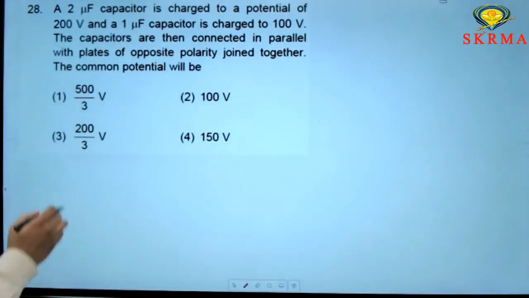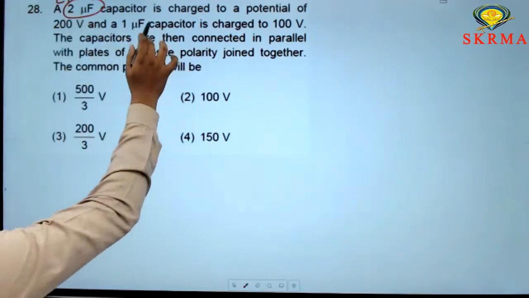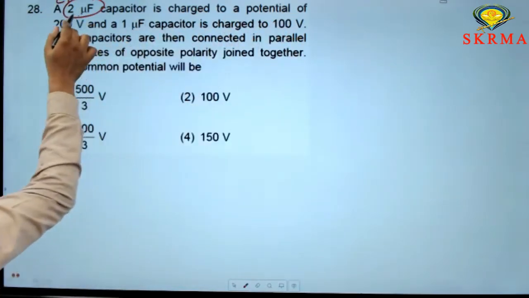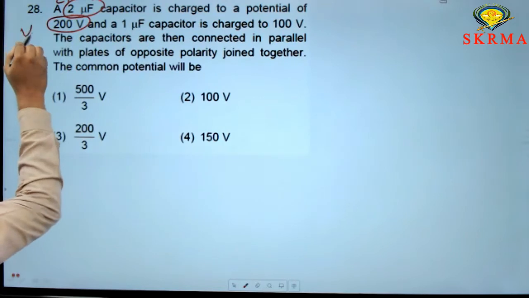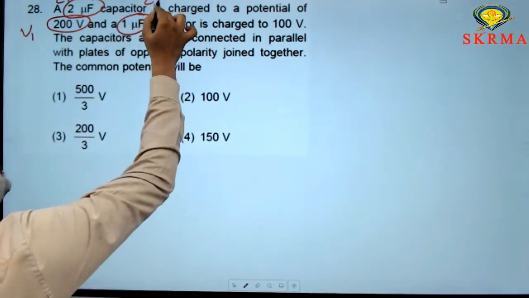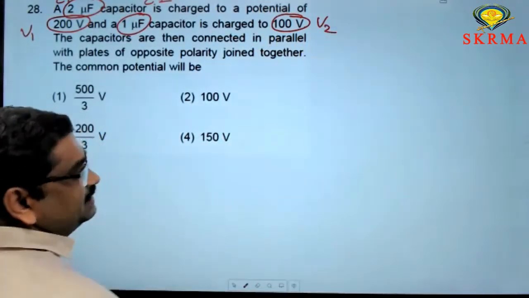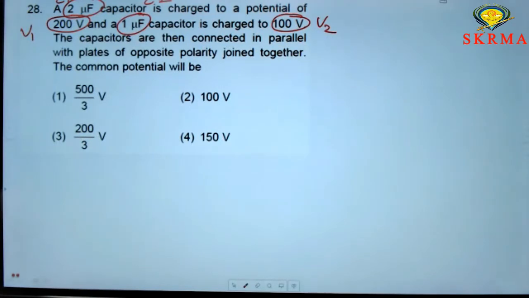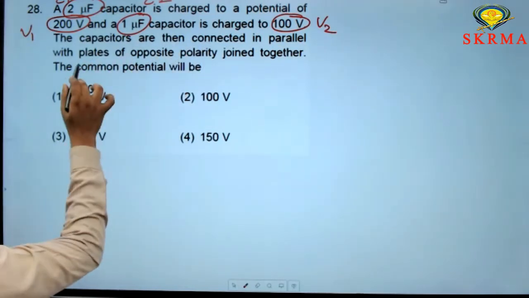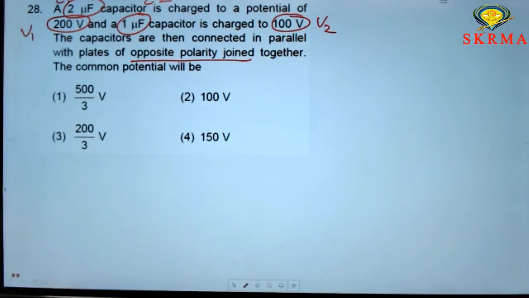Next. So here, a 2 microfarad capacitor is there. Let it be C1. It is charged to a potential difference of 200 volts. Let it be V1. And a 1 microfarad capacitor, let it be C2, charged to a potential difference of 100 volts. Let it be V2. Then the capacitors are connected in parallel with opposite polarities joined together. Then the common potential will be.